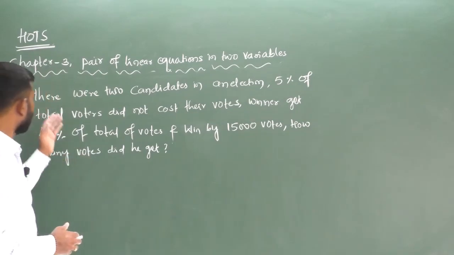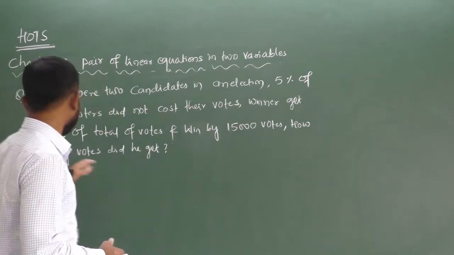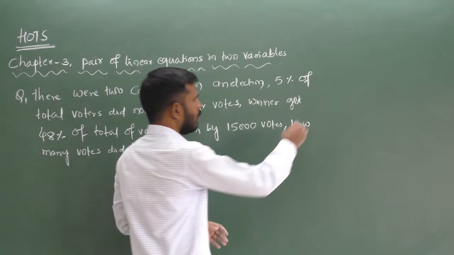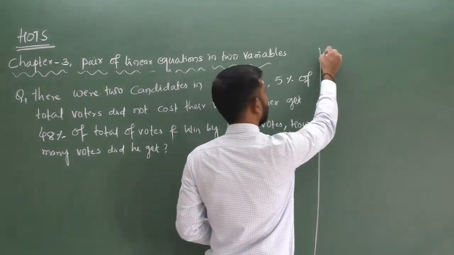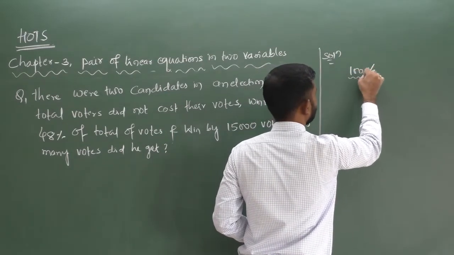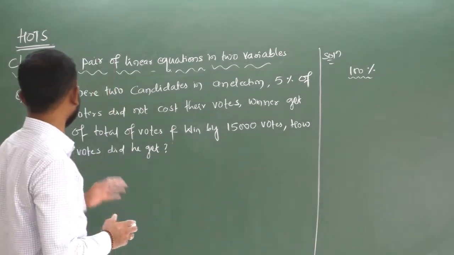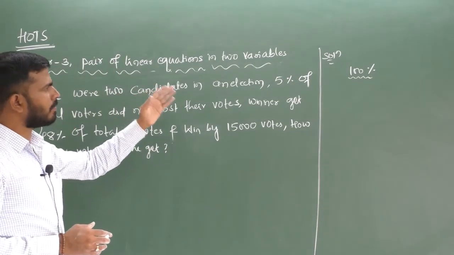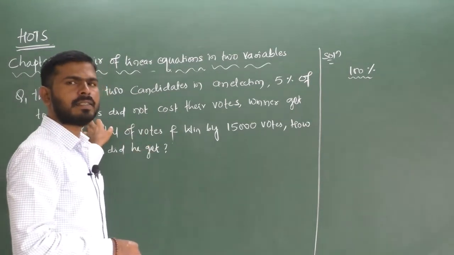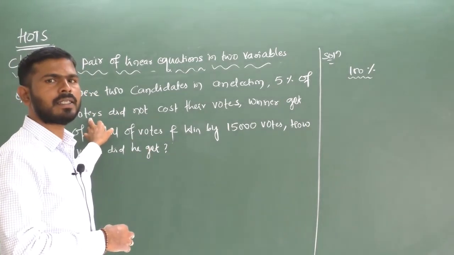So let us see here. There were two candidates in an election. 5% of total voters did not cast their vote. Suppose the total number of votes is 100%. Since all voters together are considered as 100%, first you have to consider that as 100%.